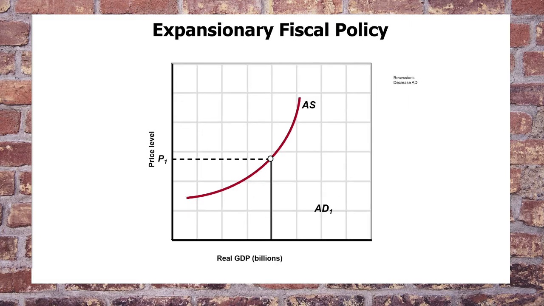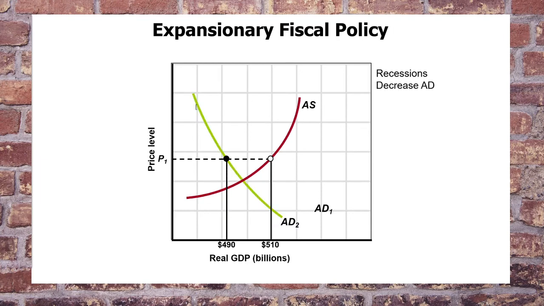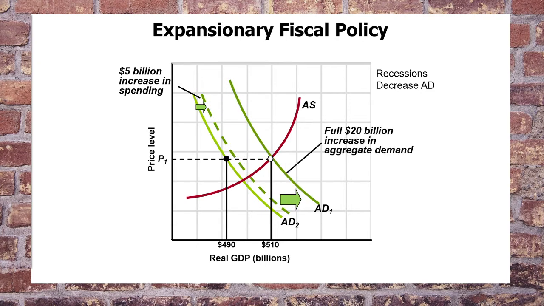Now let's graphically look at this. We have our AS and we have our AD curve. We're at 490. We increase government spending by 5, and we get an increase of 20 billion. I want you to think about the multiplier, and I want you to think about the marginal propensity to consume. That's what we do for expansionary fiscal policy.